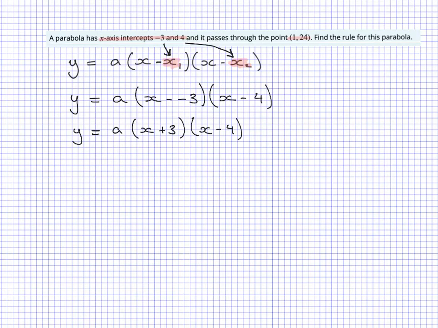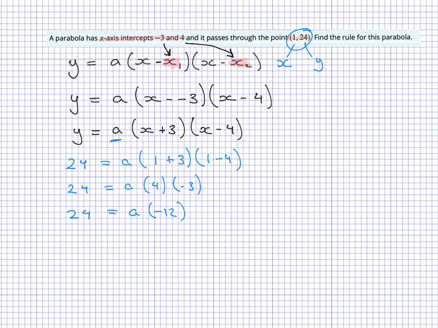Now you notice again that the a value we don't know, and this is where this second point comes in. So we're going to substitute 1 in place of x and 24 in place of y, and solve down to find out what the a value is. Remember, the 1 goes in place of x in both brackets, and then we can simplify each bracket as we go.